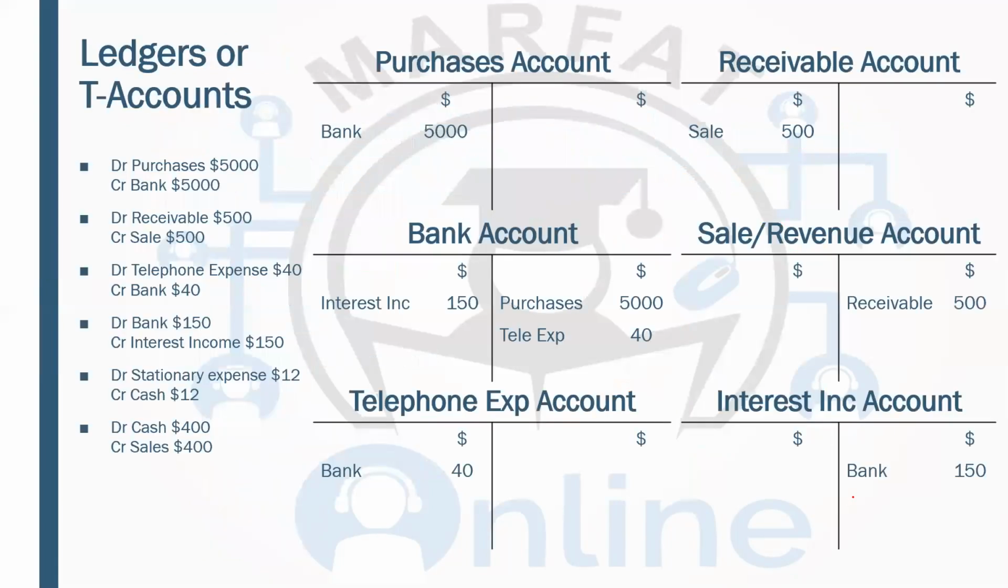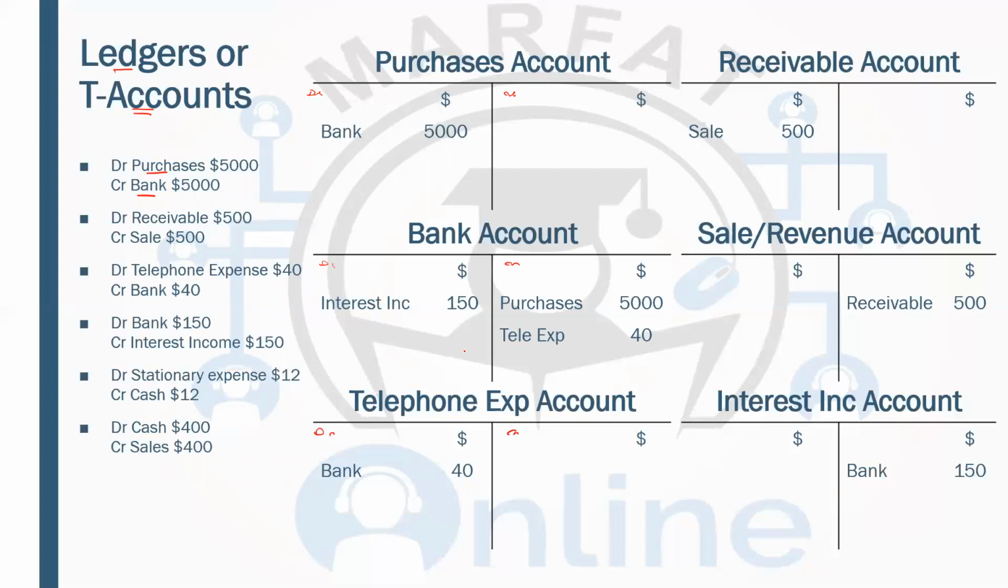Now, I have made things simple for you. So these are the ledgers of the T accounts right in front of you, and the same entries I have just copy pasted over here. So debit purchases, credit bank. Now this is the purchases account, as the name suggests. So we are debiting the purchase account because this is the debit side, remember, and this is the credit side. This is the debit side, this is the credit side.